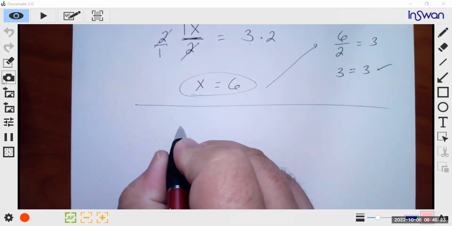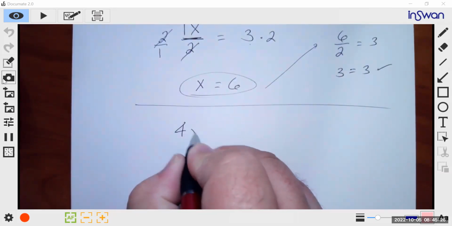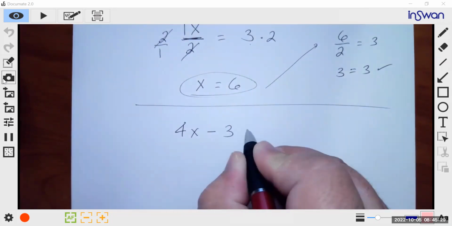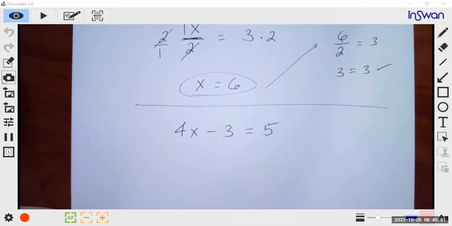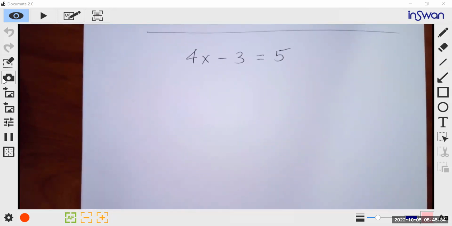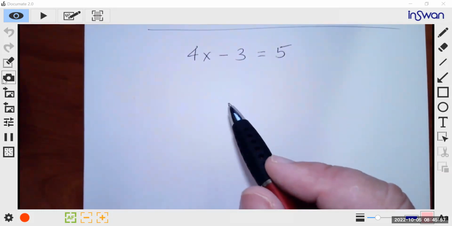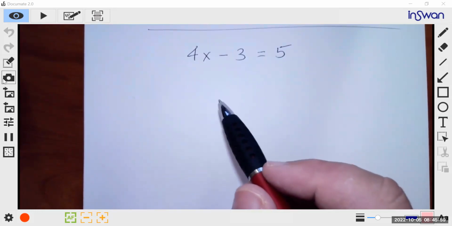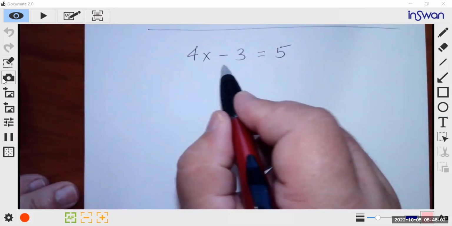There's one thing I forgot to go over. Let's solve this one. 4x minus 3 equals 5. So my first step is what? Yeah, are all the x's to one side, first off. That's the first thing. Are all the x's to one side? Yes. So everything else has to go to the other side. So we have to get rid of this 3.